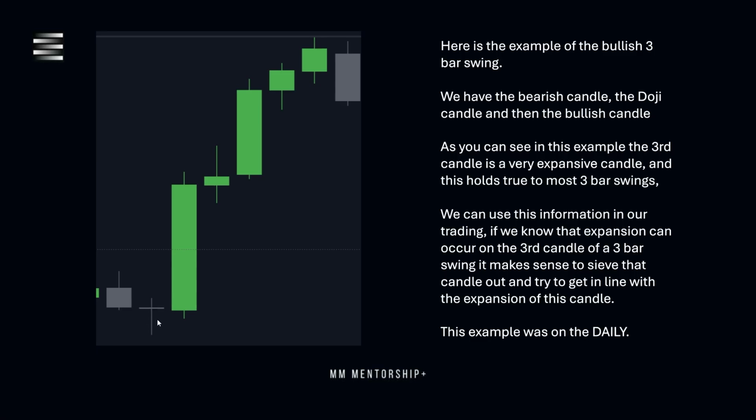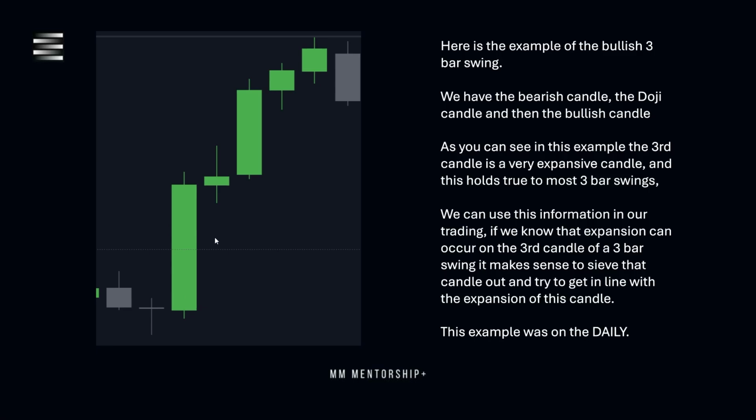This is a doji candle right here. So you see how we do, this is a 3-bar swing, right? The 3 bars, a down close candle, a bearish candle, a doji candle, and then a bullish candle. But as you can see on the 3rd candle, this candle here is very expansive. And this holds true to most 3-bar swings, right? May not be this expansive, but it does usually incur expansion.